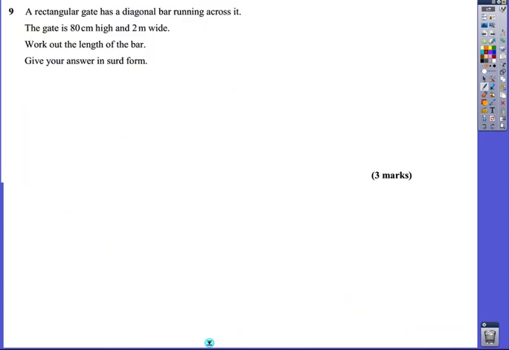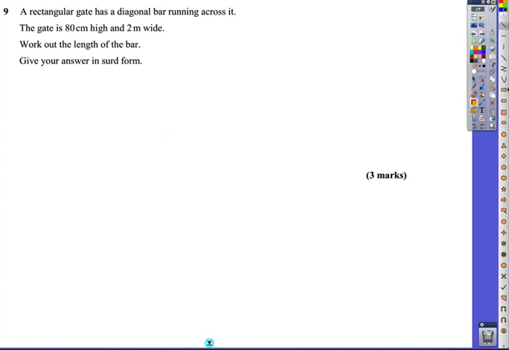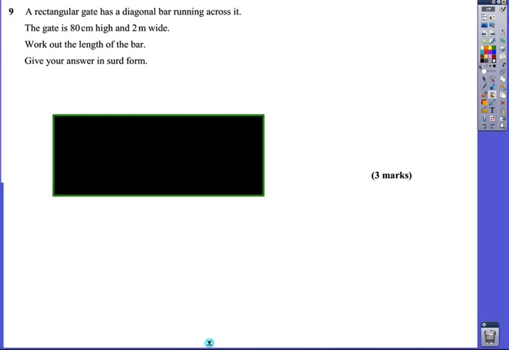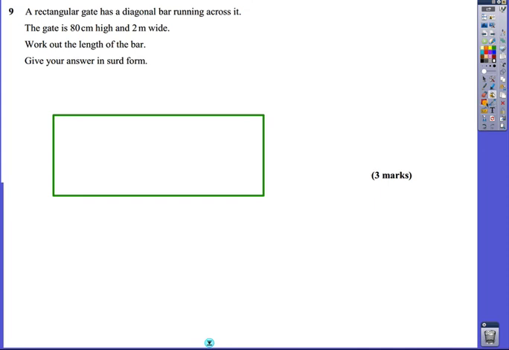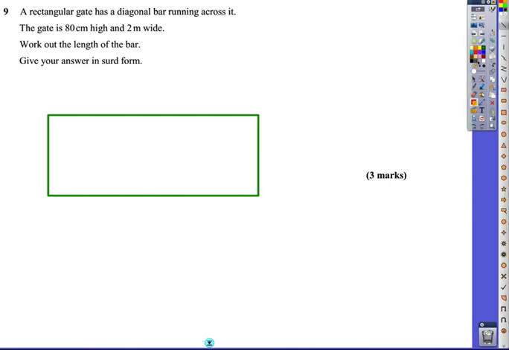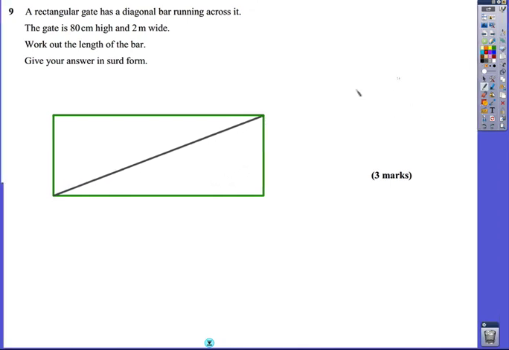Okay, question 9. A rectangular gate has a diagonal bar running across it. The gate is 80 centimeters high and 2 meters wide. Work out the length of the bar. So here's the gate, and the diagonal bar running across it is going to be this bar here. It is 80 centimeters high and 2 meters wide.